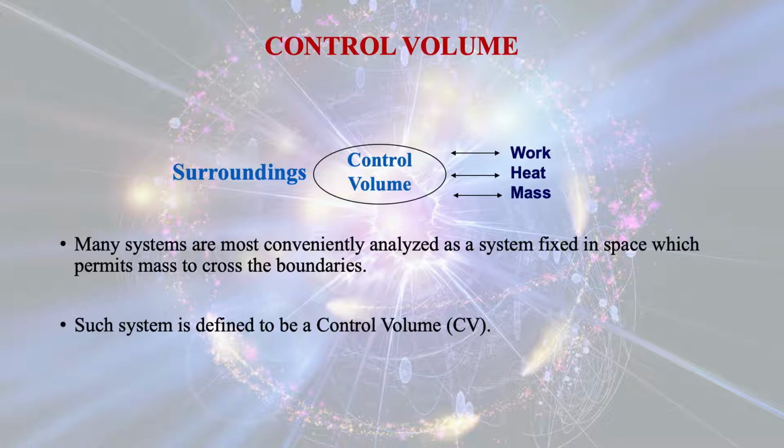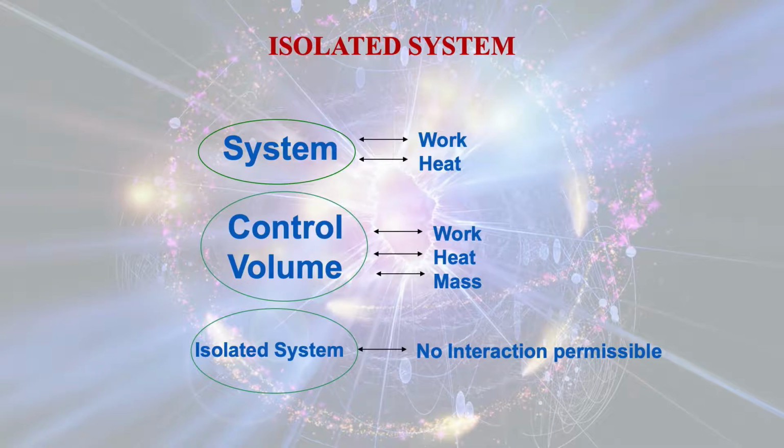But when you think of a control volume, there are work interactions between system and surroundings, heat interactions between system and surroundings, and also mass can come into the control volume or go out from it. We will now introduce a very important system. We call it an isolated system. We have already discussed the closed system and the open system. But for an isolated system, there is no interaction permissible between the system and the surroundings.